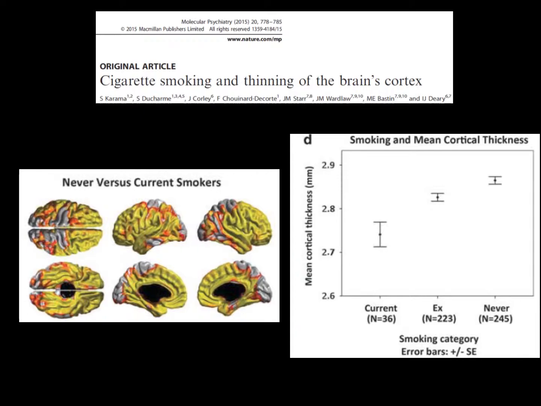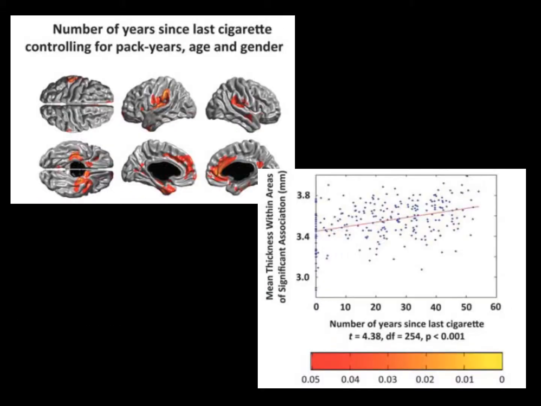Further, they found that this was dose dependent, with the greater number of cigarettes smoked each day associated with a greater reduction in cortical thickness. Remarkably, although the authors found that cortical thickness began to recover each year after an individual stopped smoking, it took on average 25 years for the brain's cortical thickness to return to control levels.